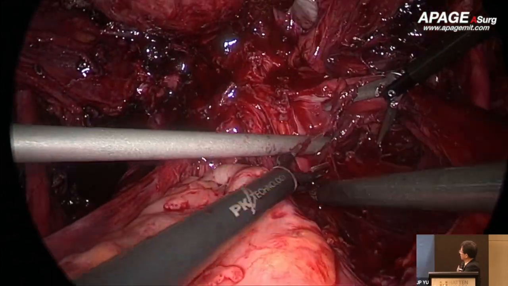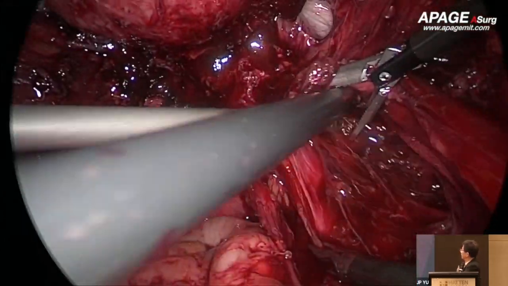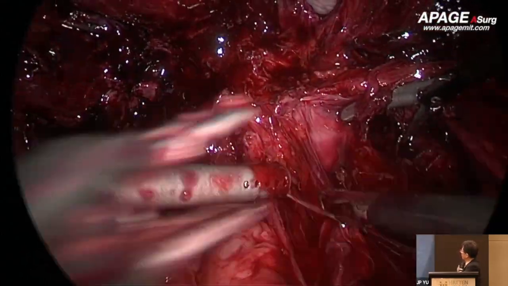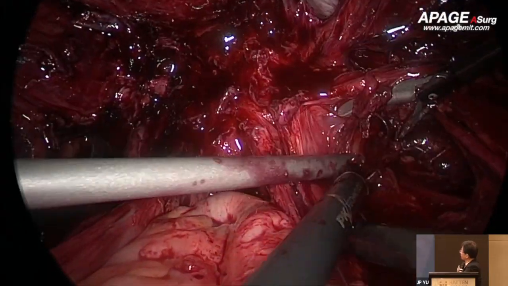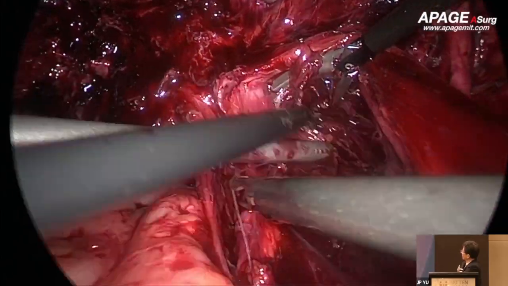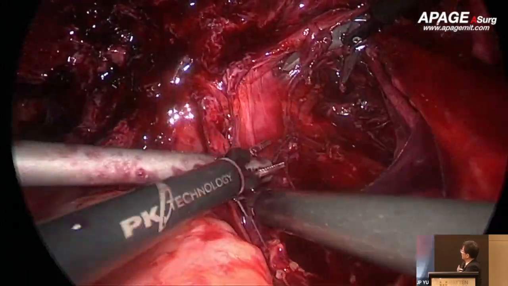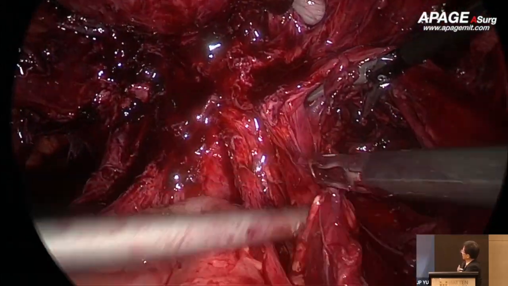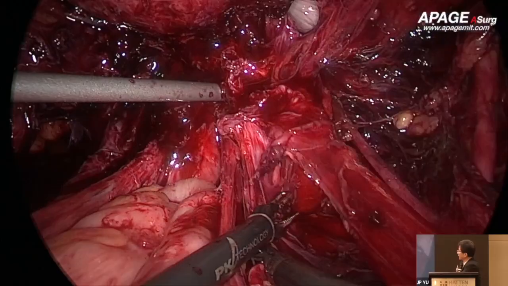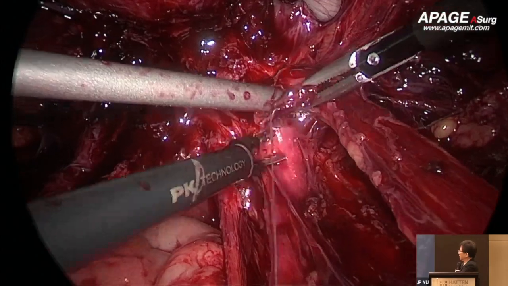Because of the endometriosis, there is fibrosis on the uterosacral ligament area, so it's difficult to identify and isolate the ureter. After dividing the adhesion layer, it becomes easy. Here is the ureter, and here is the uterosacral ligament. We have identified it already, but you can find the region just attached to the uterosacral ligament.